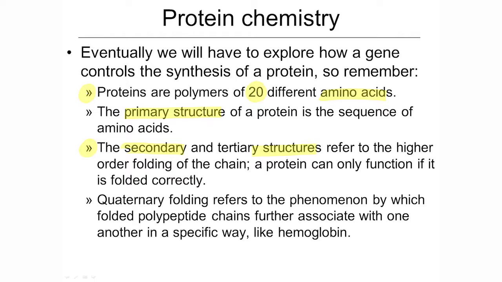And a protein only can function if it's folded up correctly. If it's not, you've probably heard the term denatured. It literally means that the protein is not the way it's naturally supposed to be, and often that means it will not be able to function or function properly. And also remember, quaternary folding refers to the phenomenon where we have a protein that consists of more than one polypeptide, and folded polypeptide chains associate with one another to form the functional protein, like in hemoglobin.